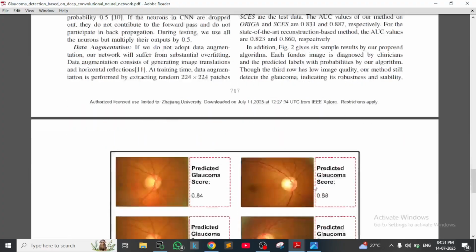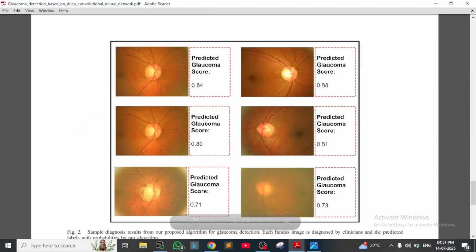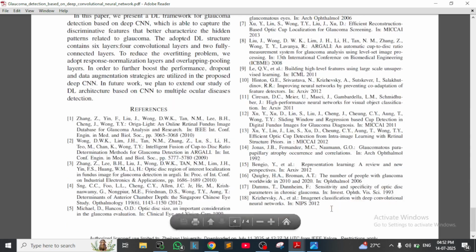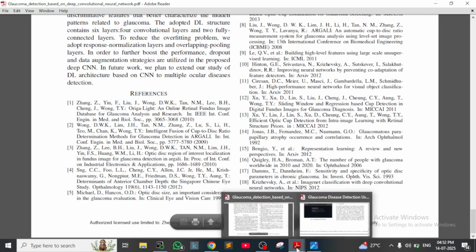After that, see the predicted glaucoma scores: 0.84, 0.88, 0.80, 0.81, 0.71, and 0.73. Now coming to the second research paper.